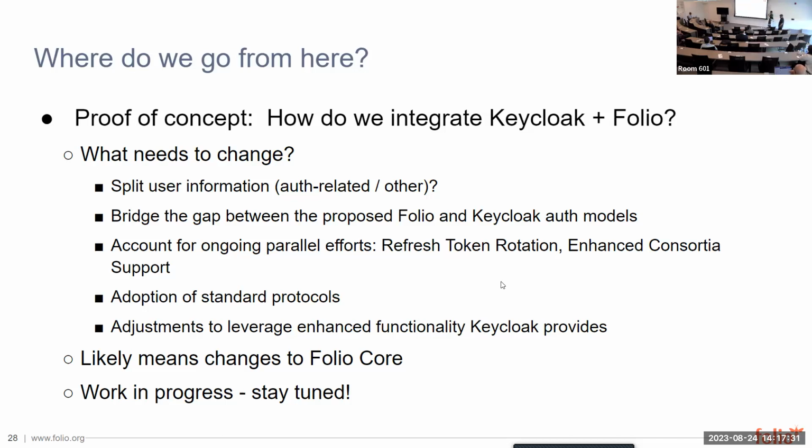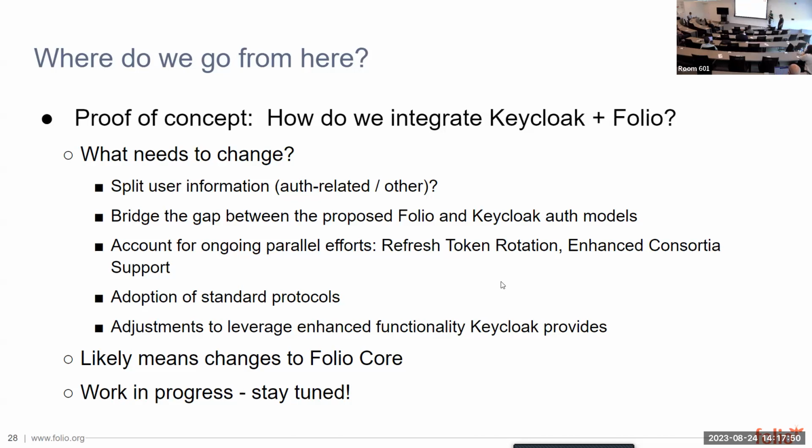Account for ongoing parallel efforts. There's a bunch of things going on right now, like enhanced consortium support. Also refresh token rotation, which I think is coming in Poppy. So these things are already in progress. We need to account for them as we go through our proof of concept to make sure that we're not introducing conflicts or problems along the way.